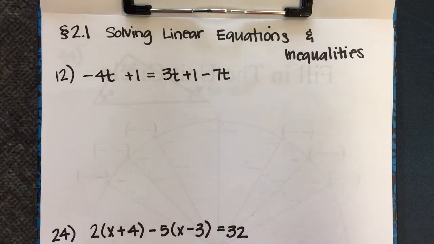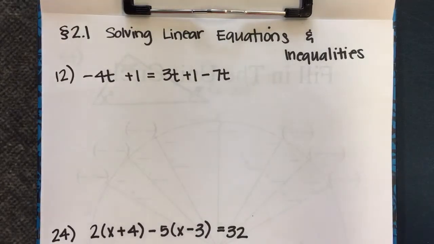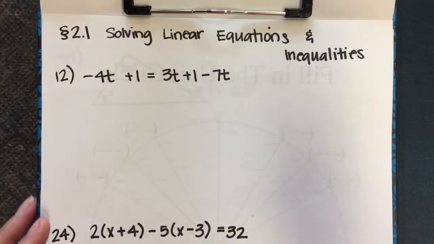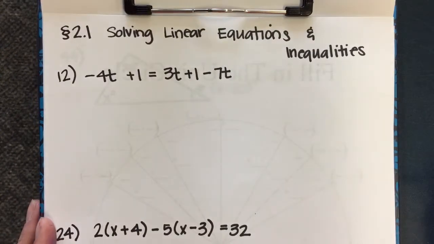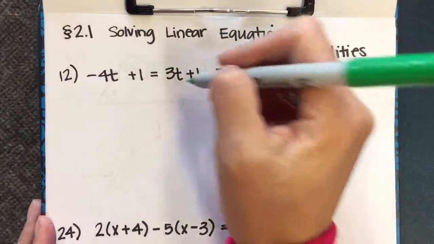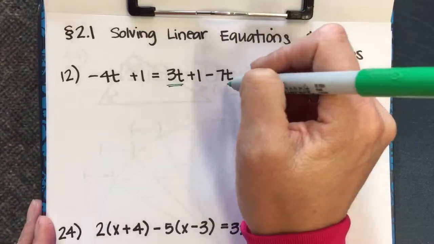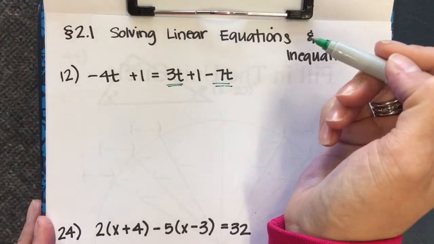Section 2.1 is on solving linear equations and inequalities. Number 12 gives you an equation to solve. Your first step is supposed to simplify each side of the equation first. There's no like terms that you can combine on the left-hand side, but on the right-hand side you can combine the 3t and the negative 7t.